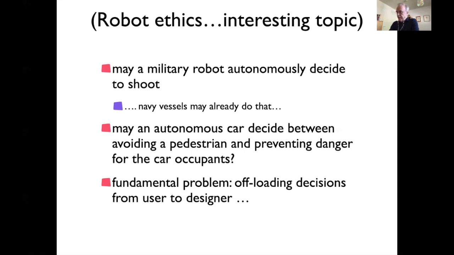For instance, if you detect a possible collision with a pedestrian, on the other hand, an evasive maneuver might lead to a crash, who are you going to prefer? The owner who bought the car, maybe it's your customer, or do you have some value hierarchy built in? So there's a lot of debate about that, and there's some interesting work by philosophers, for instance. So ultimately it's a question of offloading decisions from the user to the designer.